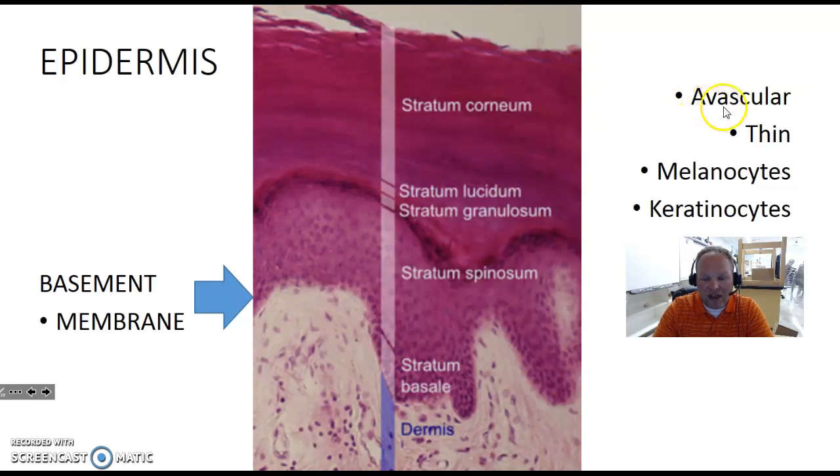Now, a means without, and vas means blood, so avascular means there's no blood vessels in my epidermis. So if I take my fingernails, if you look at my camera, and I scrape my arm, I can see streaks in it, but I'm not bleeding. That means I'm still in the epidermis.